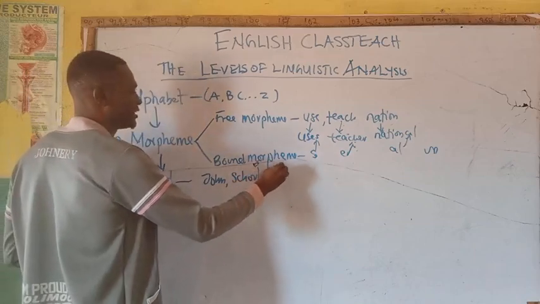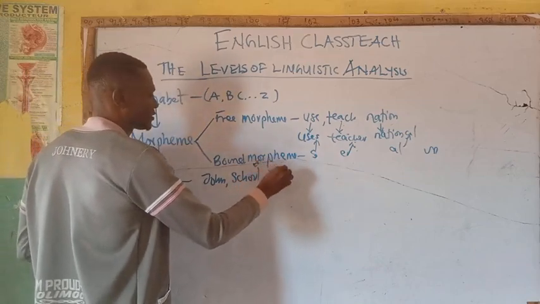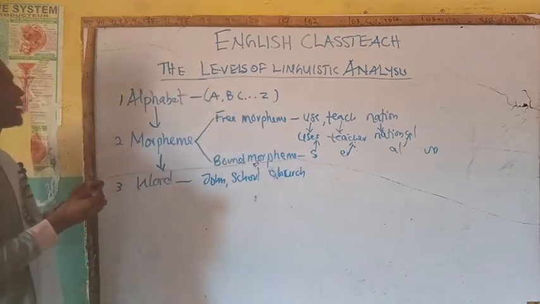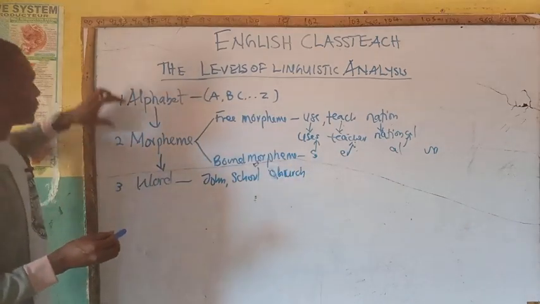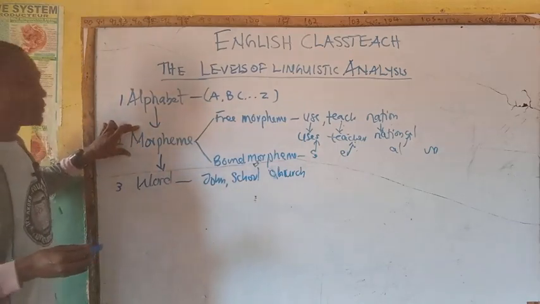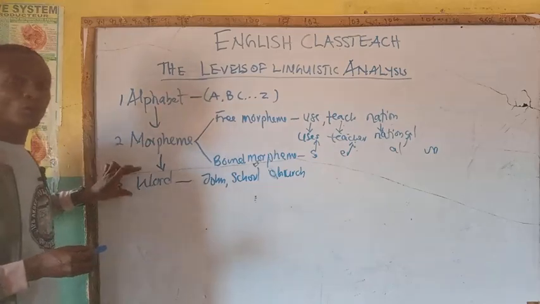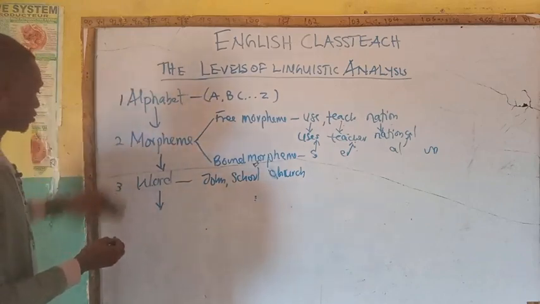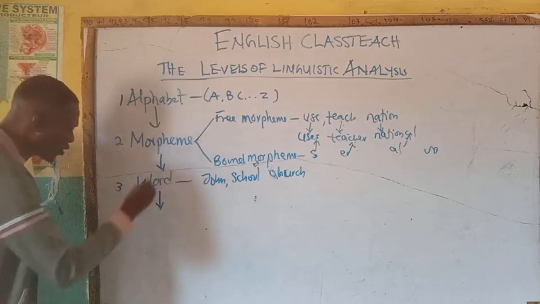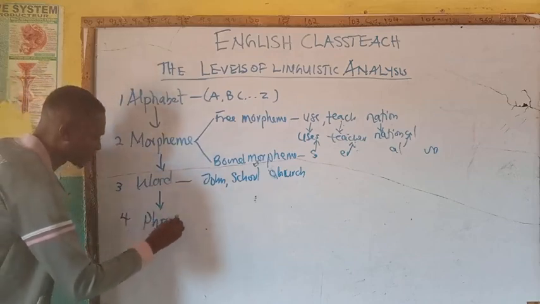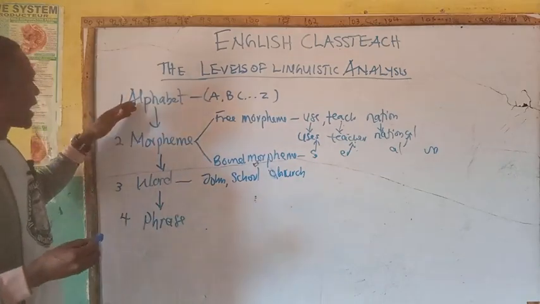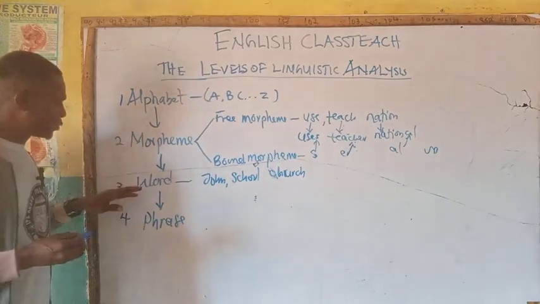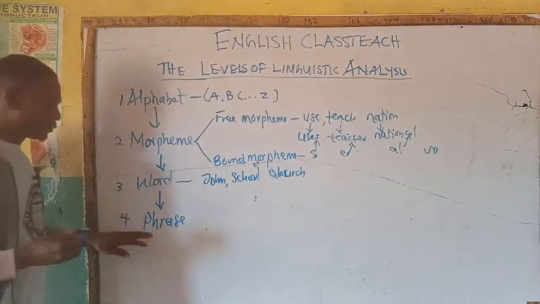We have church, etc. So by the power of the alphabet, we form what we call morpheme. From the morpheme, we form what we call word. Then your word will now form, this is the level, the hierarchy, number 4, what we call phrase. So after alphabet, we have morpheme. After morpheme, we have word. After word, we have phrase.